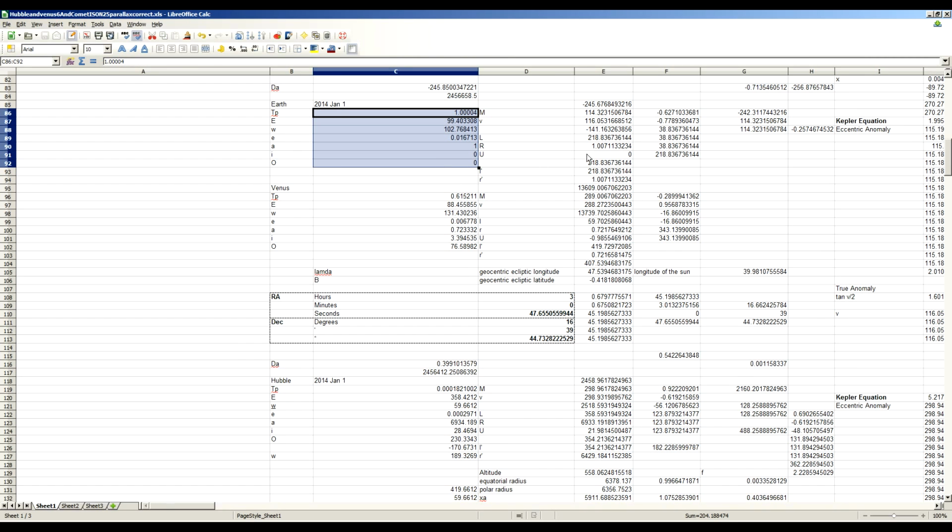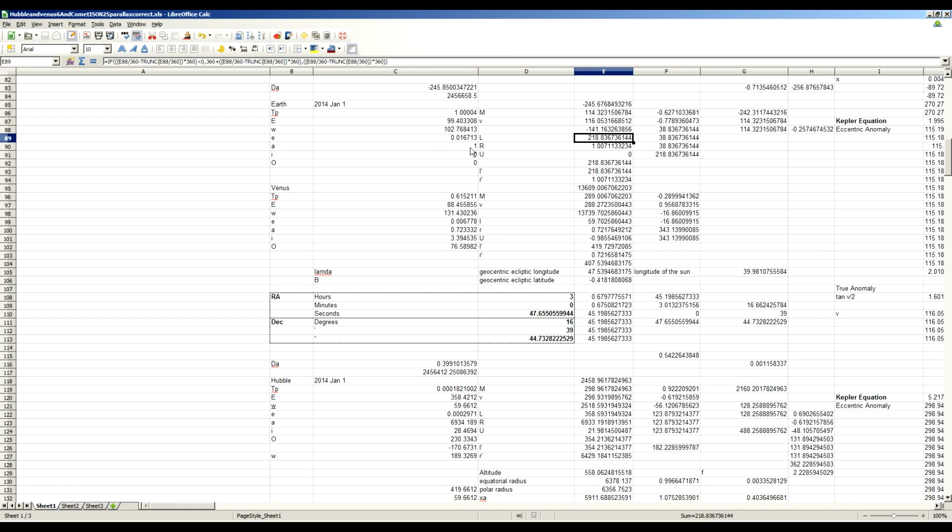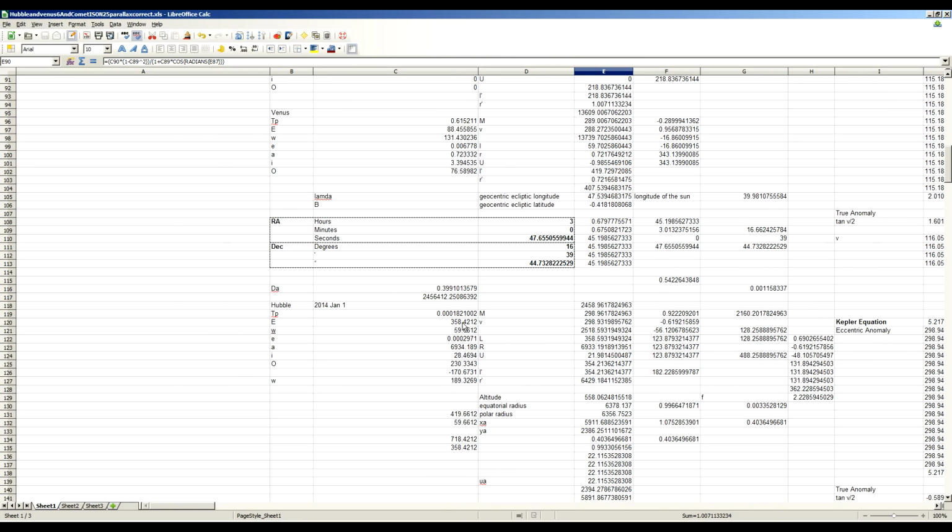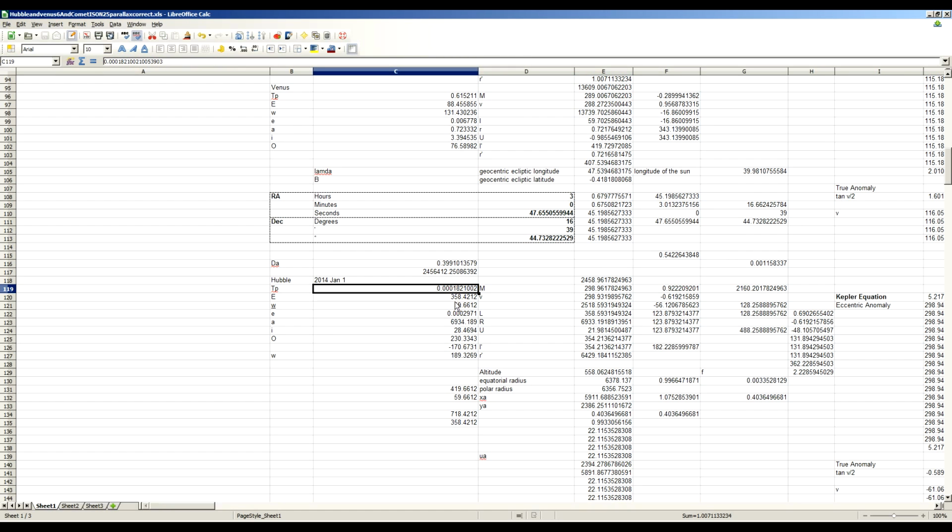and it calculates again the heliocentric ecliptical longitude and distance from the Sun of Earth. And then if you scroll down some more, we have Hubble. Now, we have Hubble's orbital elements, and again, this is pretty much calculated exactly the same way as with Earth, only of course Hubble is orbiting Earth, so the orbital period is much shorter. It's about 95 minutes. And there's also one other catch.